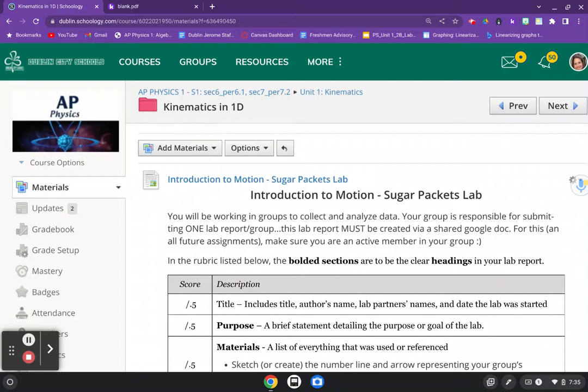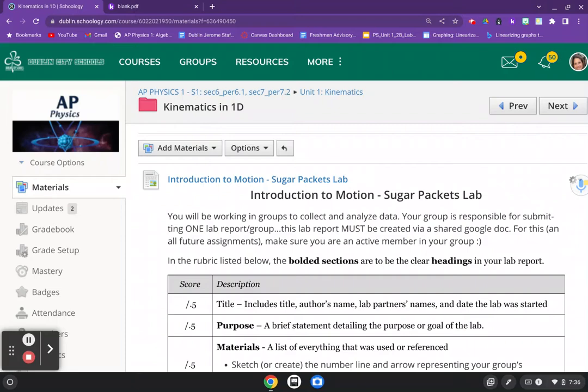So today we're going to begin the lab that we're going to continue at the end of the week. And so you and your new lab group, which should have also been assigned to you, are going to work together to do our first lab report for the year. In this first lab that you're going to be conducting, it's called an Introduction to Motion. It's part of our Unit 1. It's the Sugar Packets lab. So you will be creating a lab report. In this lab, you're going to be analyzing motion, specifically two different motions, constant motion as well as changing motion, and creating graphs to represent those.